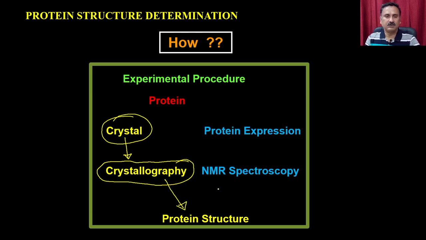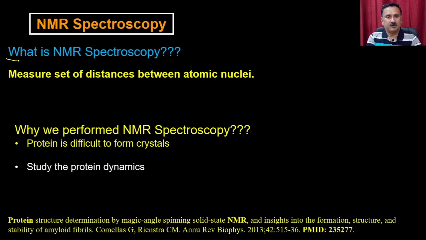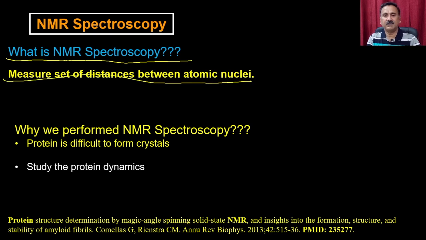Now let's move on to the second approach, which is protein structure solution by NMR spectroscopy. So let's discuss what NMR spectroscopy is. It measures the set of distances between the atomic nuclei. So remember, there is a clear-cut difference between X-ray crystallography and NMR spectroscopy.